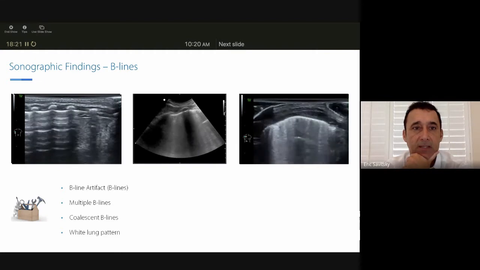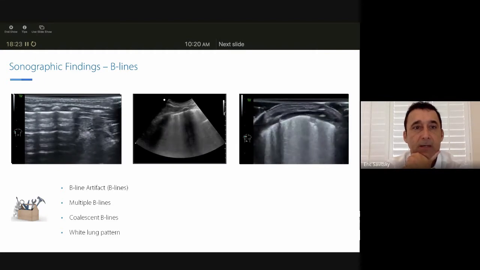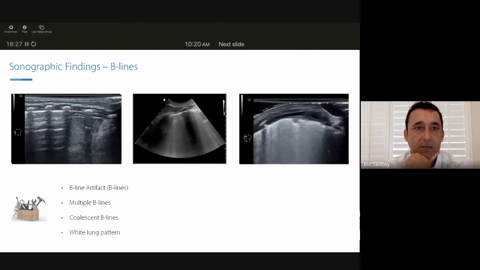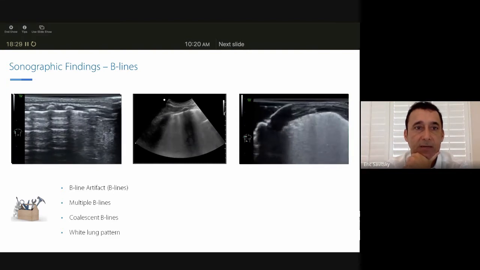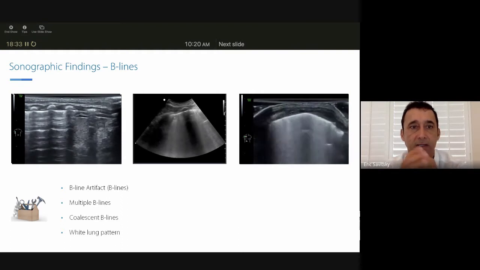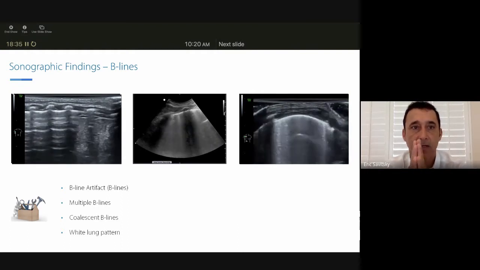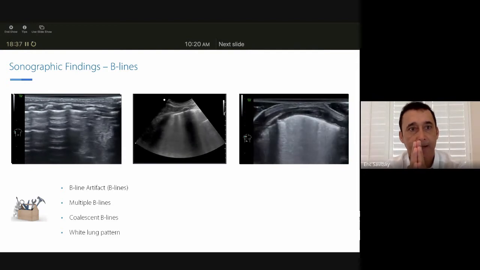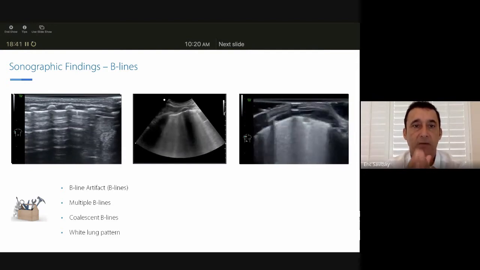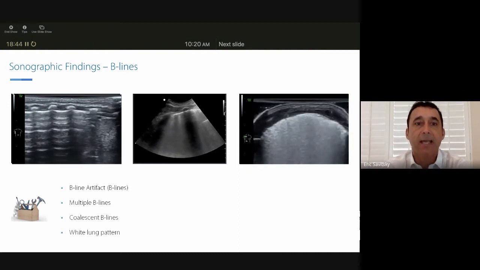So here you have basically what looks like the margin of the diaphragm. This is either going to be the liver or the spleen. Margin of the diaphragm is here. Here you have lung sliding, and here you have an occasional B-line. So occasionally you'll see a hyperechoic laser-like signal that goes down the entire screen from near field to far field. So that's an occasional B-line.